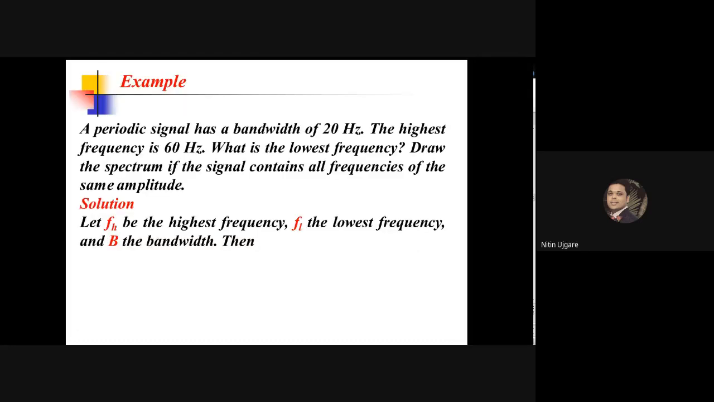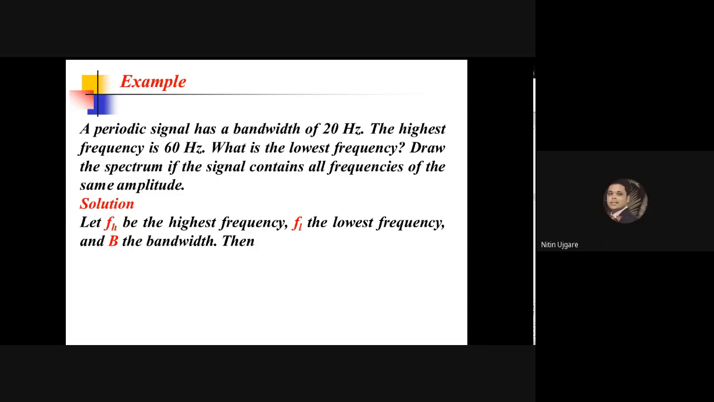So let us go quickly to the next. A periodic signal has a bandwidth of 20 hertz. The highest frequency is 60 hertz. What is the lowest frequency? Can anybody tell me? As a part of the solution, we are taking the difference of highest frequency minus lowest frequency to calculate the bandwidth. So what is the bandwidth in this example? 40 hertz. 40 hertz is the bandwidth.